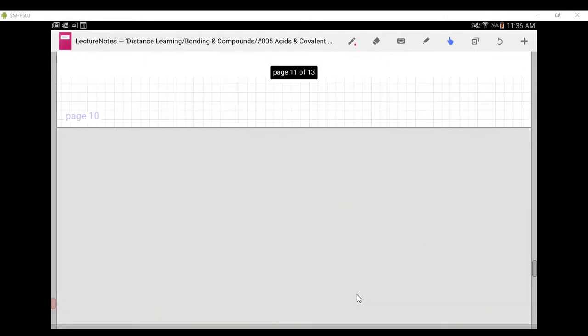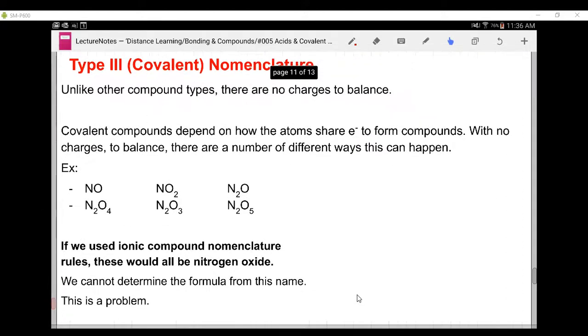Now, again, we said we don't have any charges to worry about. There's nothing to balance, but because of this and because covalent compounds are just the result of elements sharing electrons, there's a number of different ways that they can bond to form and share these different electrons, depending on the circumstances, depending on the reaction conditions, depending on how much of each of the elements is present when the reaction is happening, etc. So for example, just between nitrogen and oxygen, there are 6 different compounds that are possible to form between them, depending on how those nitrogen and oxygen atoms bond to each other.